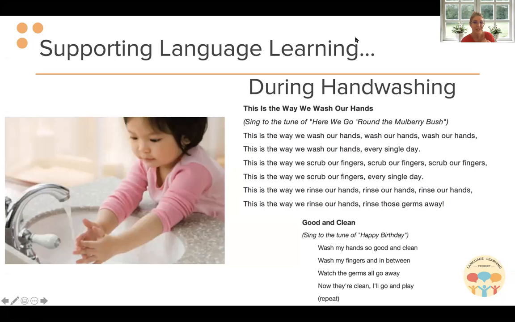This song is called Good and Clean, and it's to the tune of Happy Birthday.